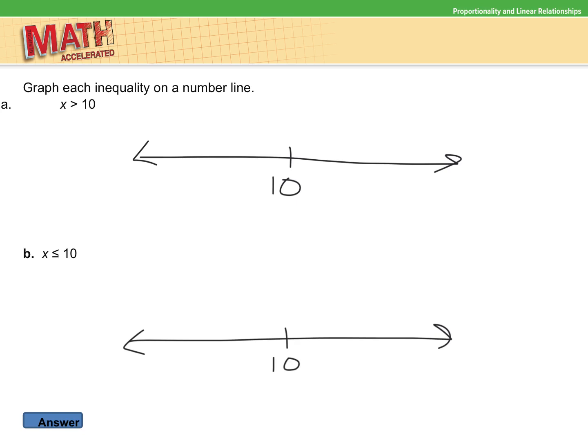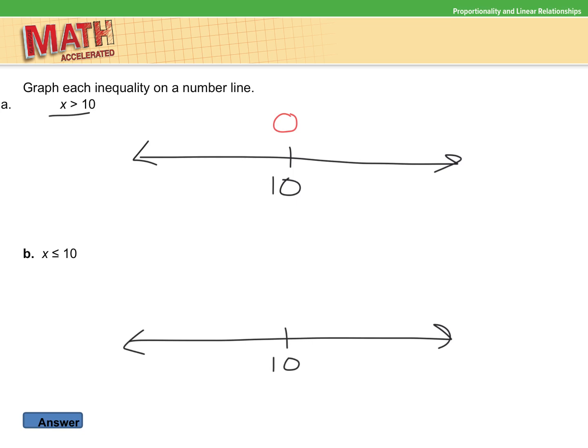The first one. Can someone read to me what that says? X is greater than 10. Where should we start on the number line? Start at 10. What's my next question? Is it open or closed? Open. Why do we say open? Because it's not equal to. Awesome.